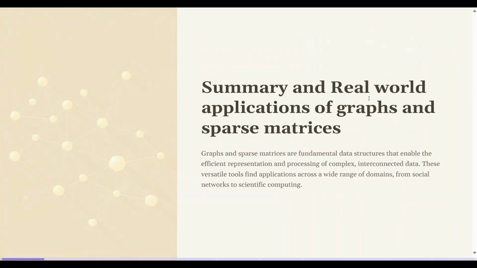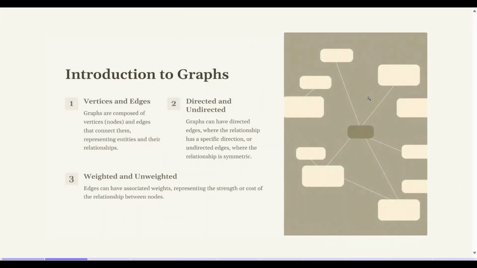Summary and real-world applications of graphs and sparse matrices. Graphs and sparse matrices are fundamental data structures that enable the efficient representation and processing of complex interconnected data. These versatile tools find applications across a wide range of domains, from social networks to scientific computing. Introduction to graphs. What is a graph?